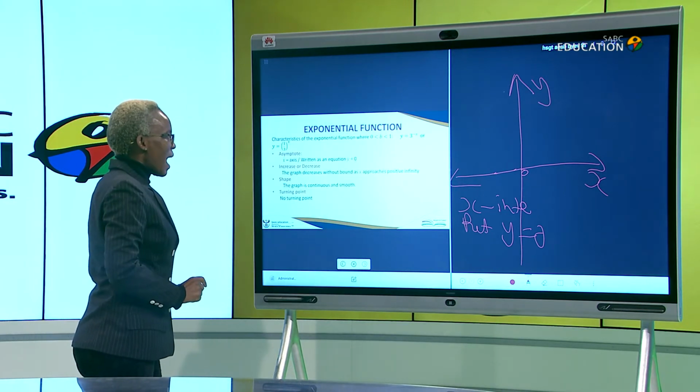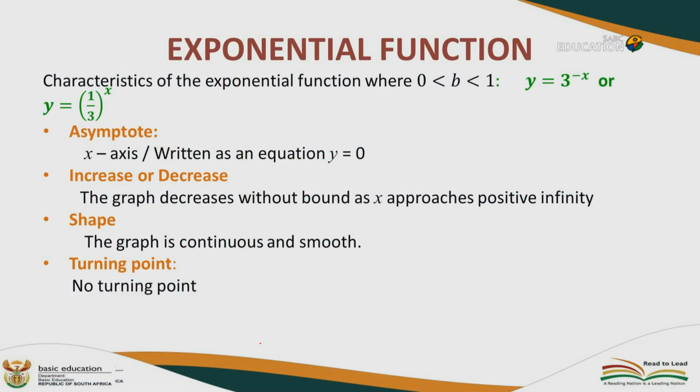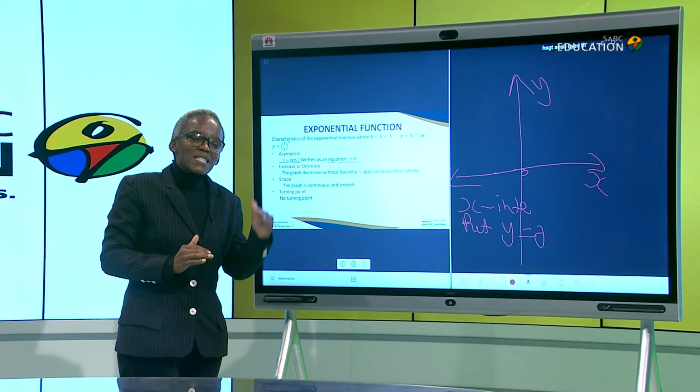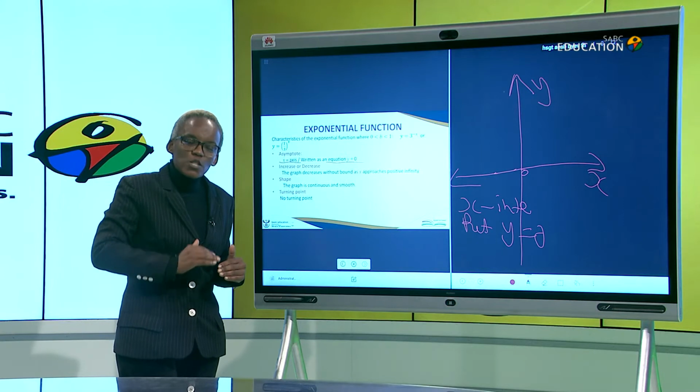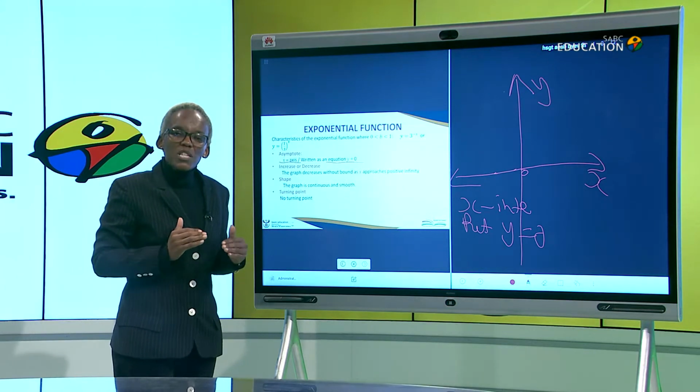Next, the asymptote. The asymptote is still our x-axis. Remember, you should be able to represent it in both ways. X-axis, or when they say write it in the form of an equation, is going to be what? y equals 0. So if they don't say write it in the form of an equation, you write it as x-axis, or if you write it as y equals 0, you are still correct.